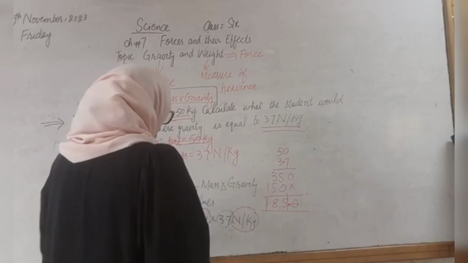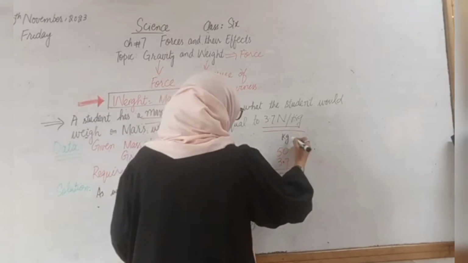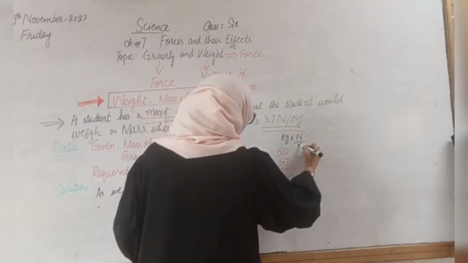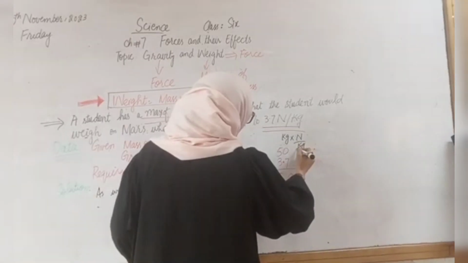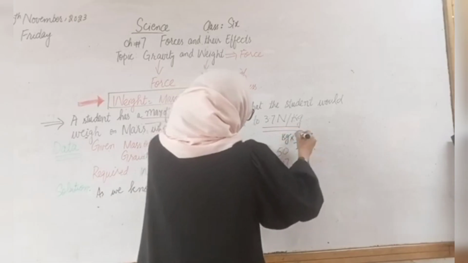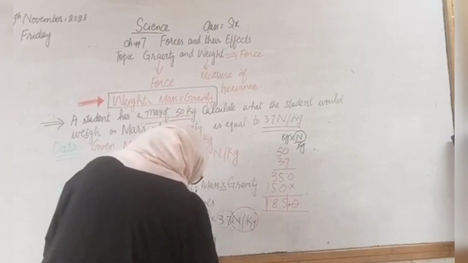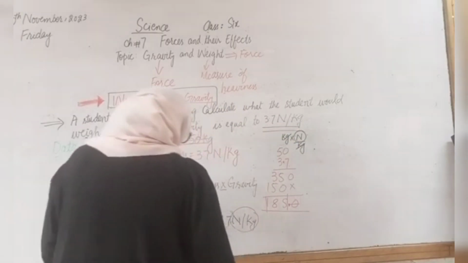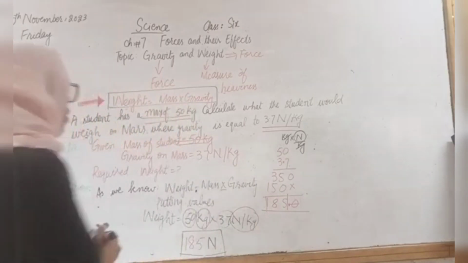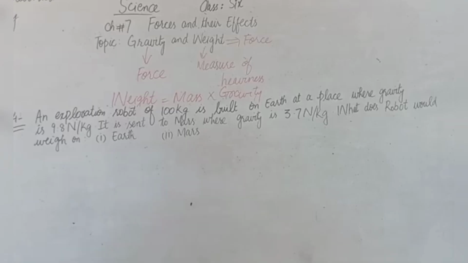We will solve the units: kilogram multiplied by Newton per kilogram. Kilogram will be cut with the kilogram in the denominator. Okay? Then you will write that the answer will be 185 Newton, and Newton is the unit of weight. We have got the answer, that is 185 Newton, the weight of the student who is on Mars. So we will do our next example, that is question number 4.